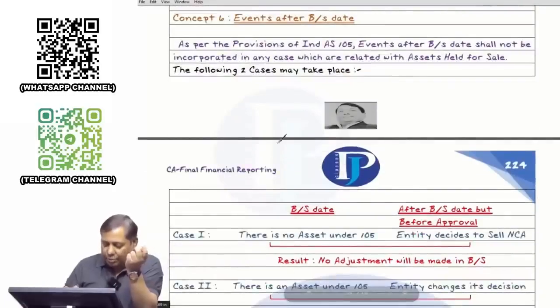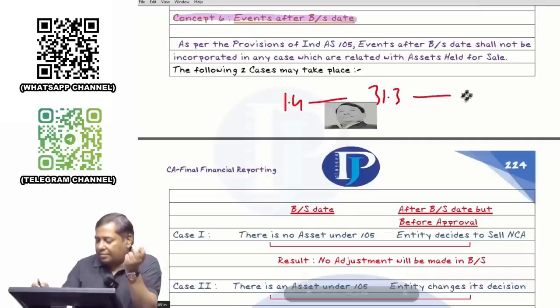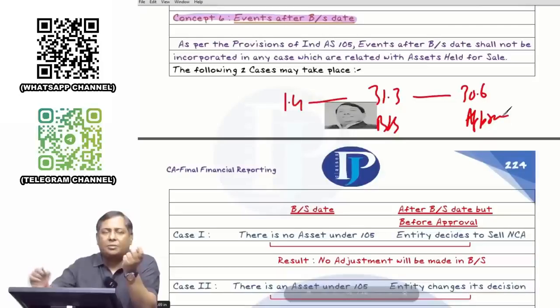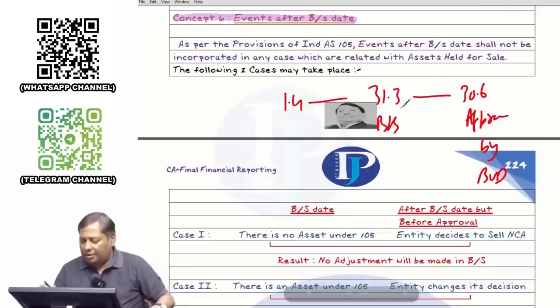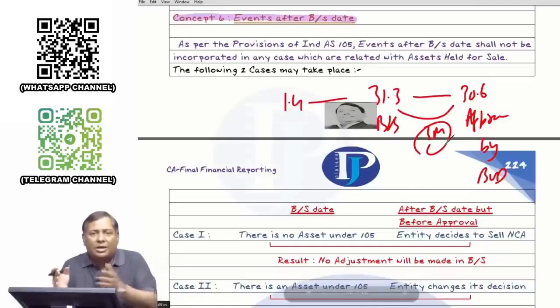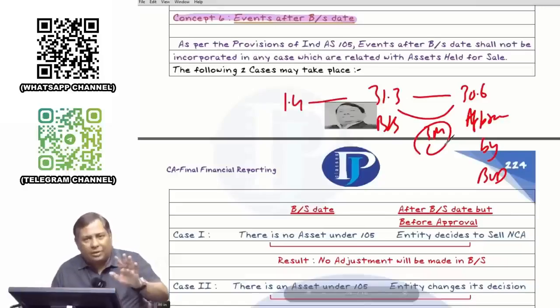I told you concept number 6 of events after balance sheet date. From the 1st of April till the 31st of March, then 30th of June. This is the balance sheet date and approval date. Approval of financial statements is from the Board of Directors. Everyone has read Ind AS 10. This 3-month period after the balance sheet but before approval is the adjustment period. Do you agree to this?